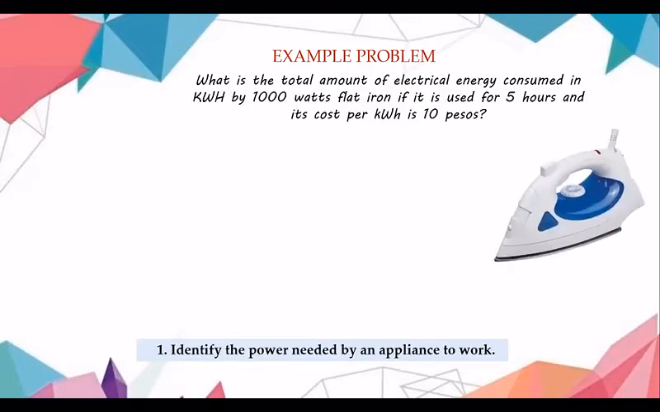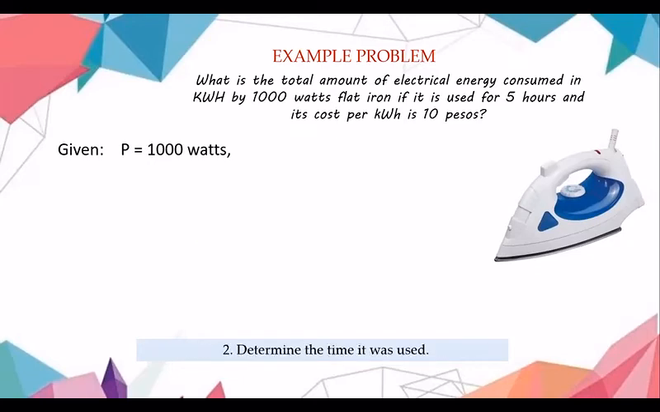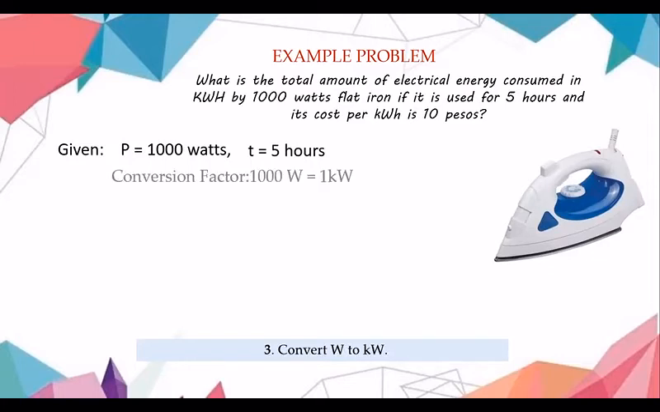So the first thing that we need to do is to identify the power needed by an appliance to work. Based on the problem, the power needed by the flat iron to function is 1000 watts. Then, the next step is determine the time it was used. The flat iron was used for 5 hours. Now let's convert the unit of power from watts to kilowatts. We will use the conversion factor, which is 1000 watts equals 1 kilowatt.